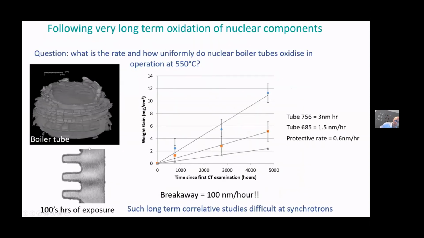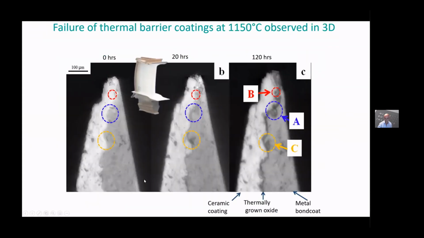Just to give you an example of a long time experiment, this shows the oxidation of a boiler tube. And this is a nuclear boiler tube running at 550 degrees centigrade. And here we can see that we've taken the sample and observed it after many hundreds and thousands of hours. And we can see the growth of the oxide on the fins of the cooling fins over a period of time. And we can understand the kinetics of that process. I'll just show that again.